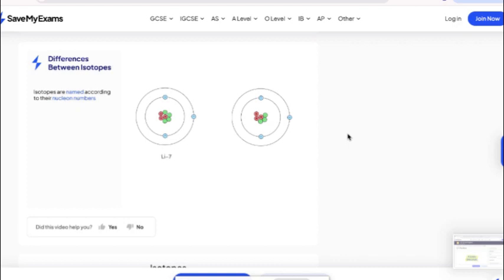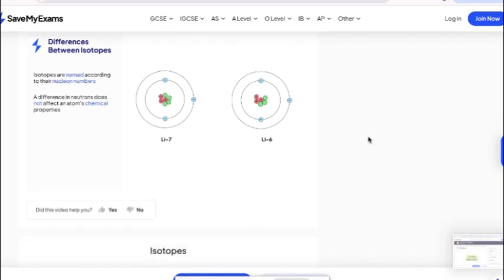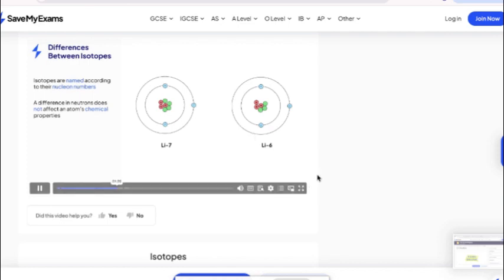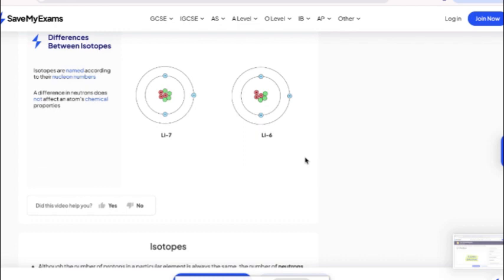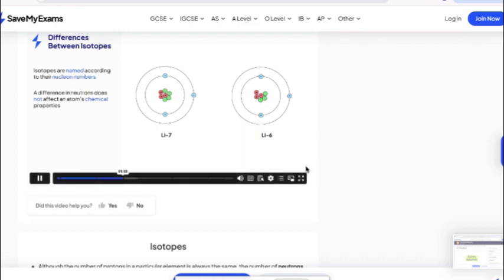These names are based on their nucleon numbers. This first atom is called lithium-7 because it's an isotope of lithium and it has a nucleon number of 7. The second has a nucleon number of 6 and is therefore lithium-6. You may notice that their electron structures are identical. Isotopes of an element have the exact same chemical properties, which is how they behave in reactions, because the arrangement of their charged particles is identical.